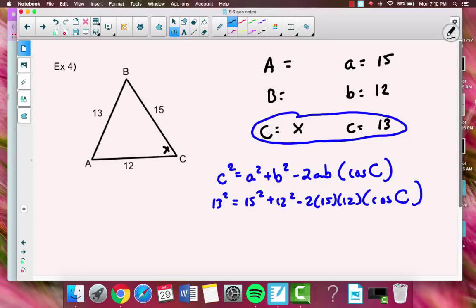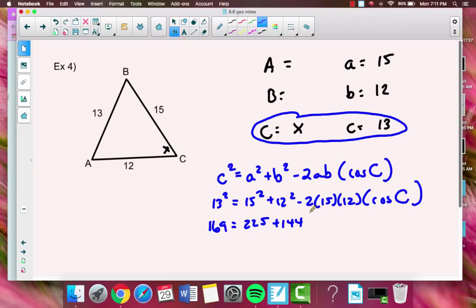So now I have a problem because I have an angle with a missing measure. So this is where PEMDAS is still very important. So I'm going to go ahead and simplify everything that I can. So 13 squared is 169. 15 squared we know is 225. 12 squared is 144, so plus 144.